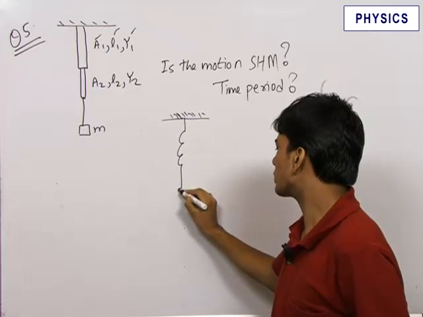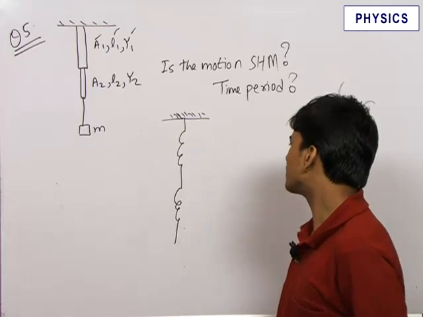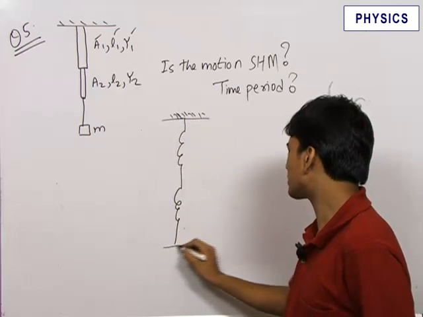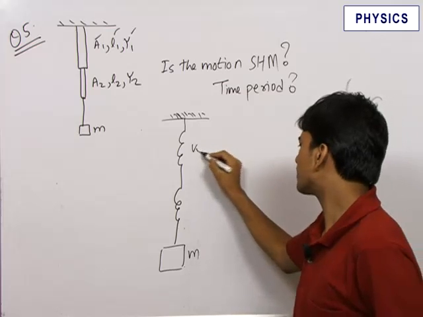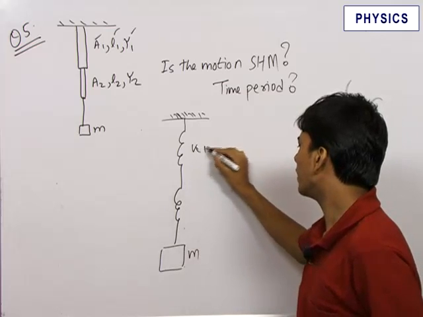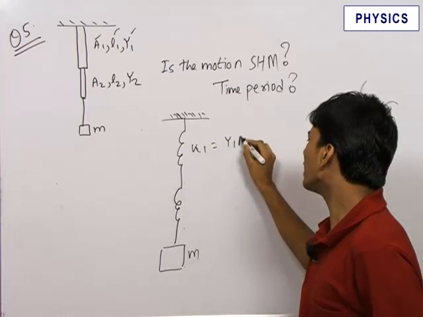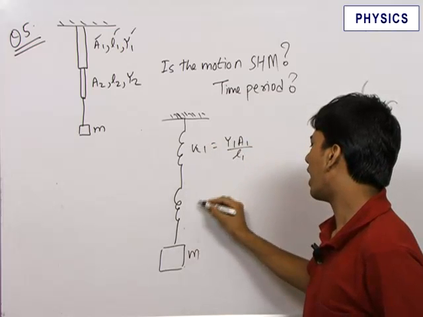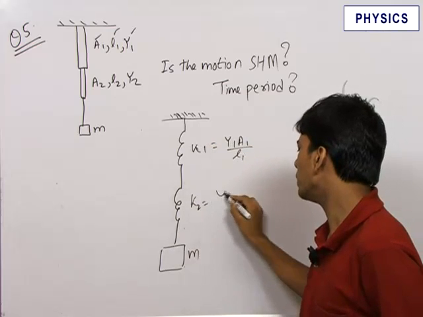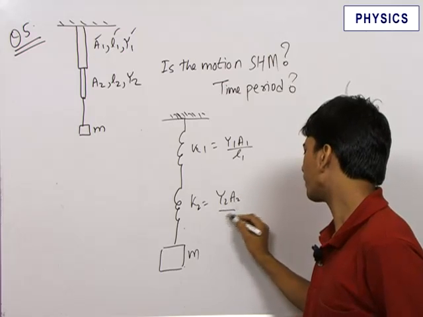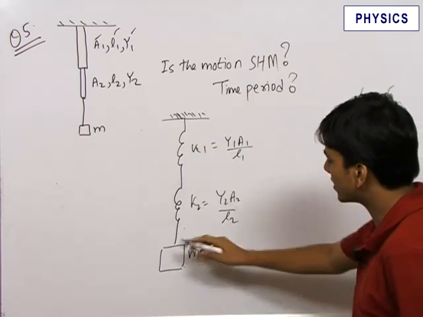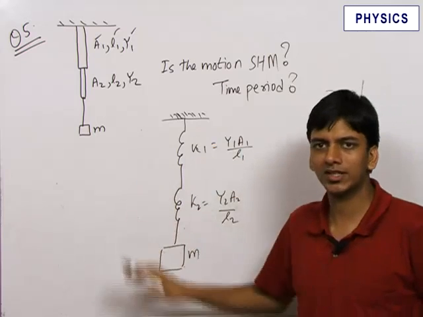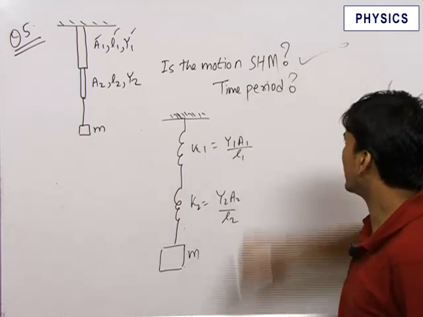This becomes one spring and then another spring attached in series to that spring, and we have a block of mass M over here. The spring constant of this spring is K1, equal to Y1 A1 upon L1, and the spring constant of this spring is equal to Y2 A2 upon L2. Now we know that whenever two springs are in series and there is a spring block mass system in the vertical direction, then the motion is definitely an SHM.